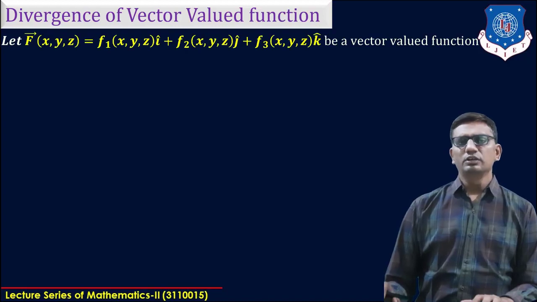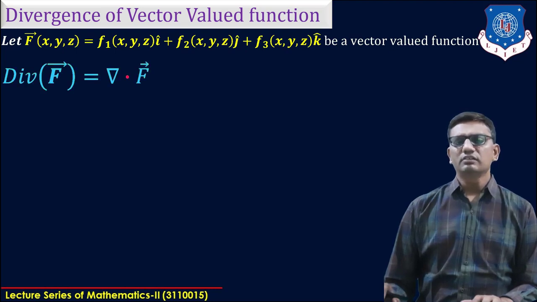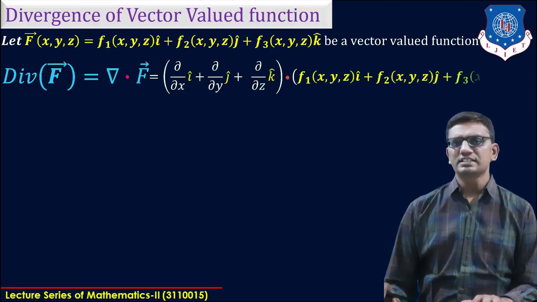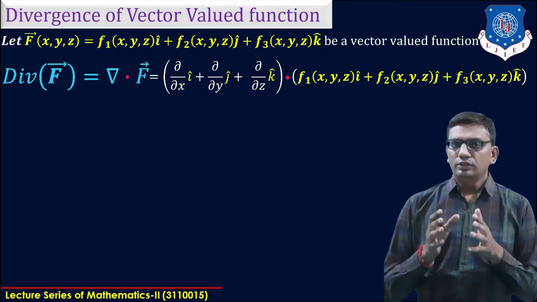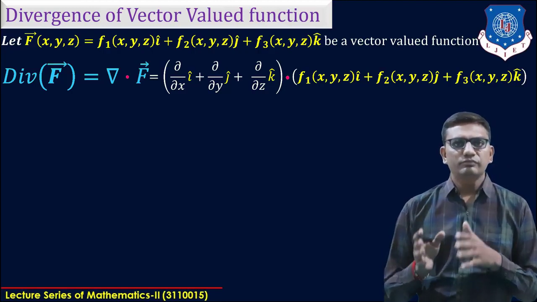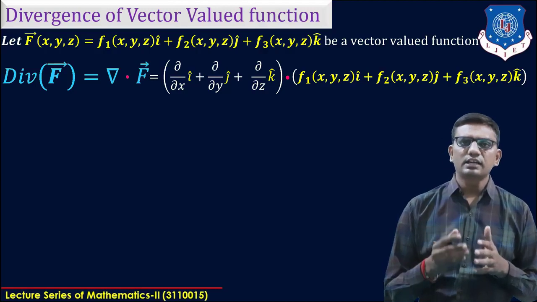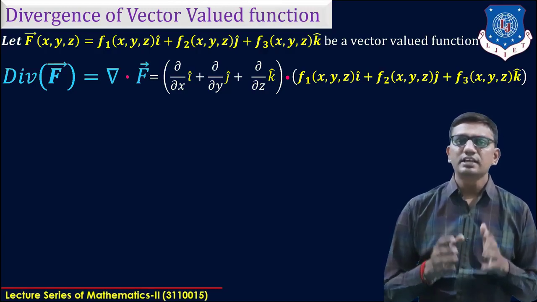Let f bar equal f1(x,y,z) i caret plus f2(x,y,z) j caret plus f3(x,y,z) k caret be a vector valued function, and the divergence of f bar equals the dot product of f bar with the del operator. That means del by del x i caret plus del by del y j caret plus del by del z k caret, dot product with f1, f2, f3. So in the divergence of f bar, we take the dot product of the given vector valued function with the del operator.